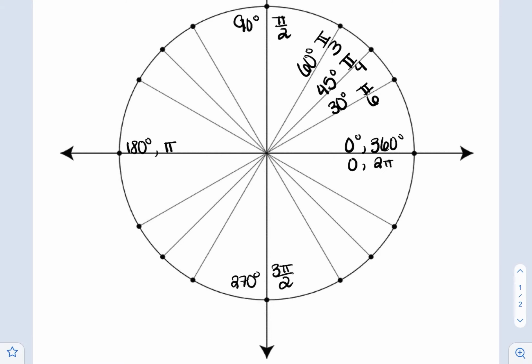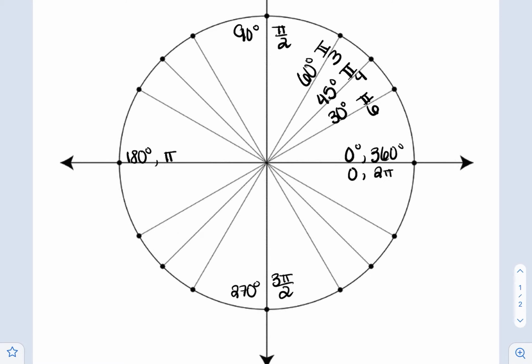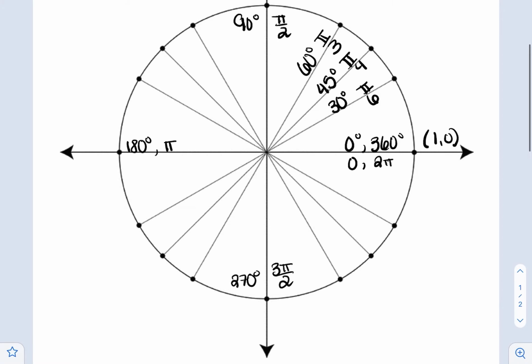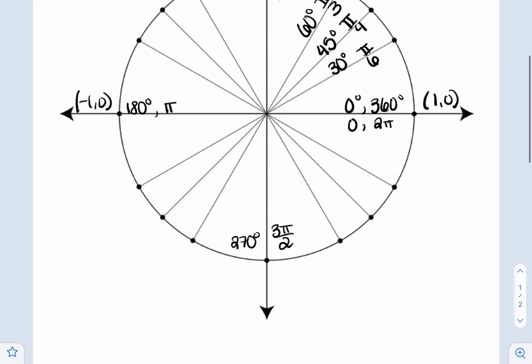So let's begin with our axis angles. Now, the points on the unit circle for our axis angles are exactly the same points we were using for our visual because the radius is 1. So for 0 degrees, it's 1, 0. For 90 degrees, it's 0, 1. For 180 degrees, it's negative 1, 0. And for 270 degrees, it's 0, negative 1.